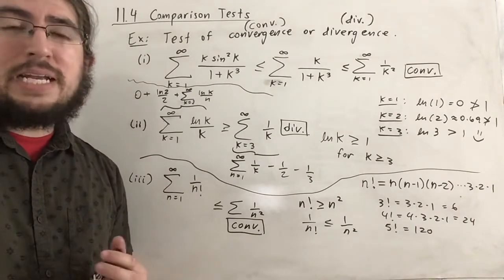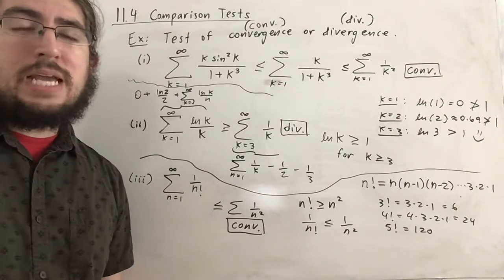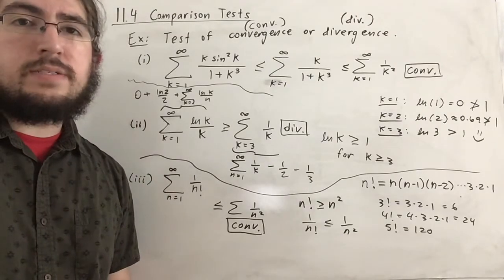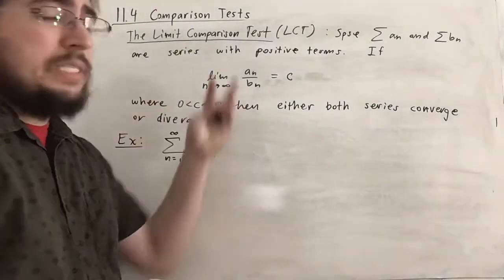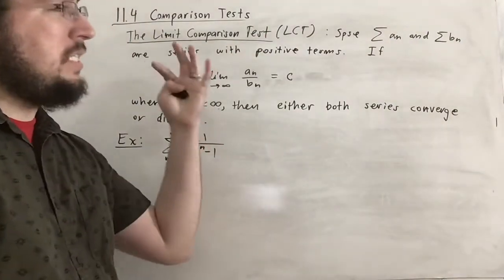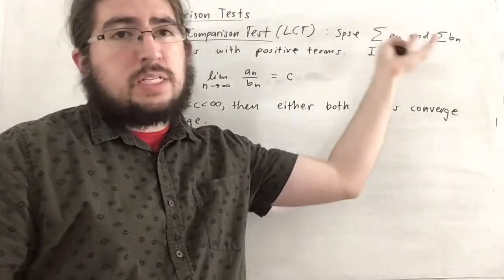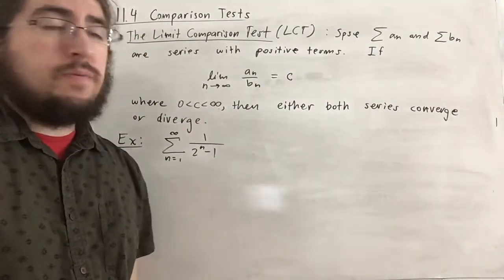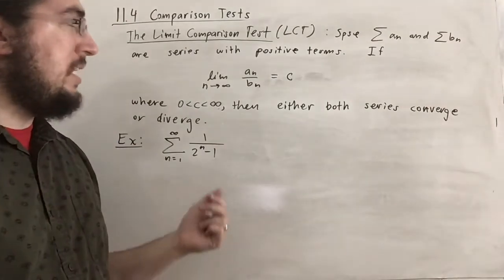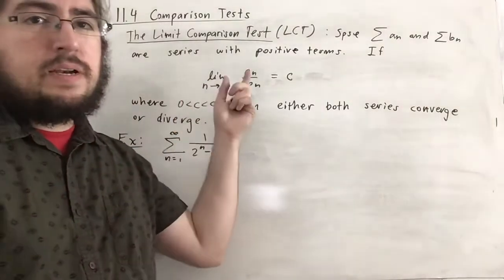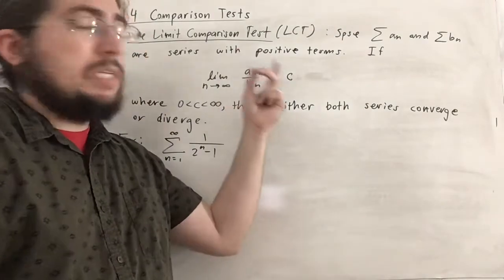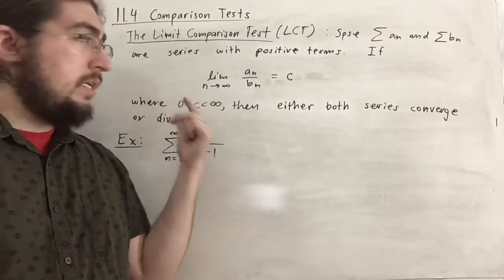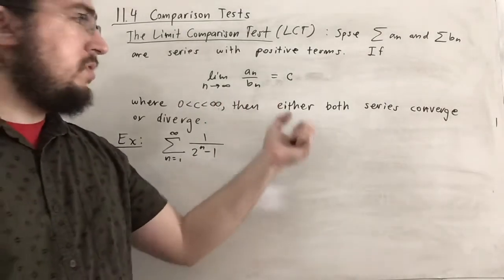And now finally we're going to take a look at the limit comparison test, and we'll see how that strengthens our understanding of testing for convergence or divergence. Alright, so here the limit comparison test, or LCT for short, says suppose we have two series, the sum of a sub n and the sum of b sub n, with positive terms, just like we had for the comparison test. If the limit as n goes to infinity of a sub n over b sub n is equal to a number c, where c is bigger than 0 but finite, so less than infinity, then either both series converge or diverge.